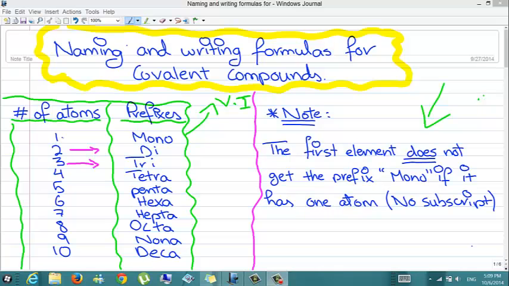Hello everyone, today I'm going to teach you how to name and write formulas for covalent compounds. It's a very easy way. All you will need is to memorize our important prefixes. Let's have a look at them.